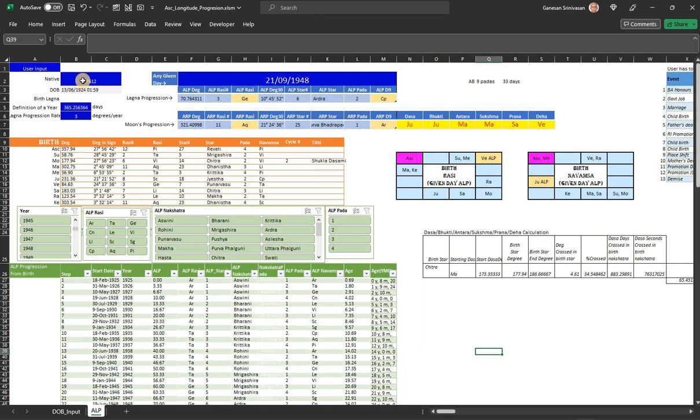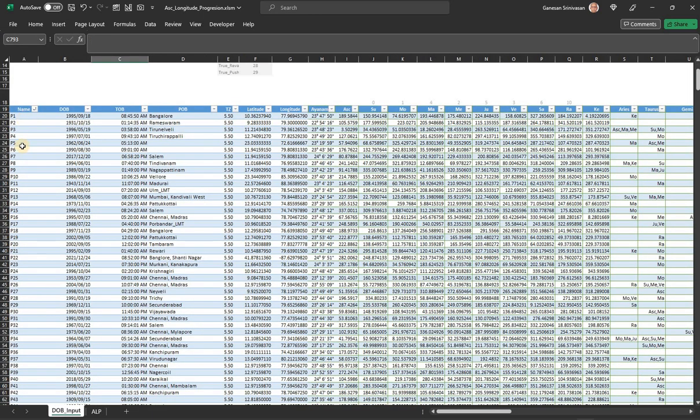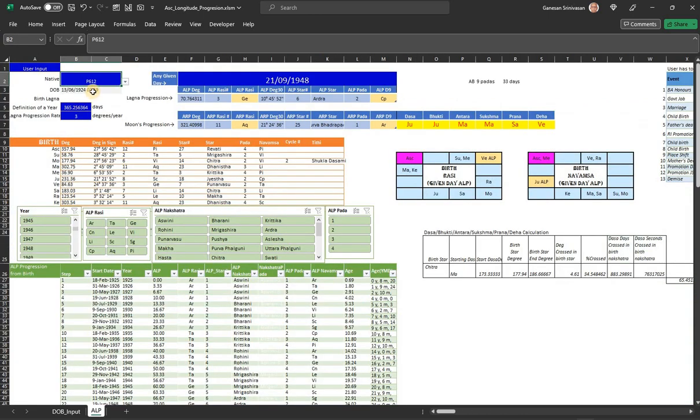The user inputs are in this color. So you have to choose the person that you are interested in. I have not put in names. I have put in some reference numbers. In case you want to put names there, you can just overwrite these. And you have to choose the name of the person. I have chosen a particular person here.